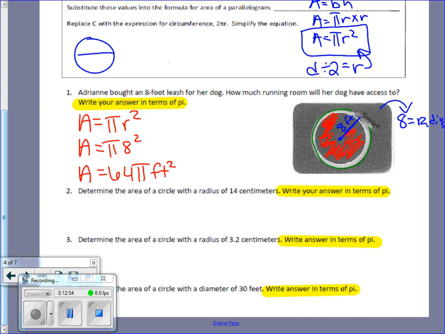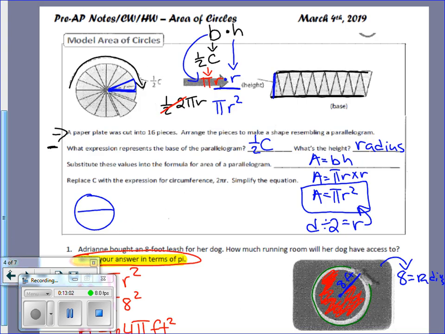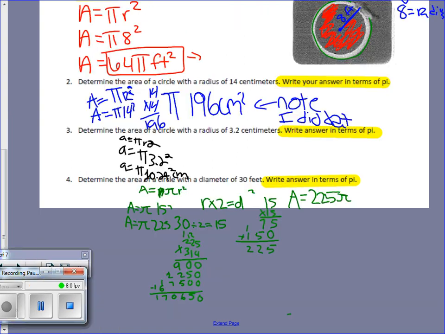Okay? It is in terms of pi, so I don't have to be cruel, mean, and heartless and multiply by 3.14. Go ahead and do 2, 3, and 4. Read carefully. Ooh, Miss Lido's board is not scrolling down. Okay, pause and play when you're ready.